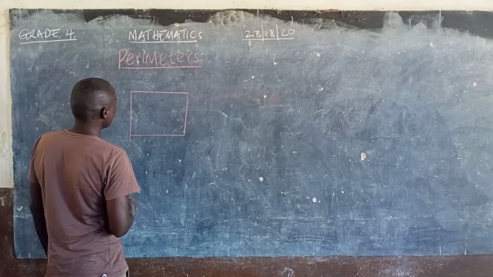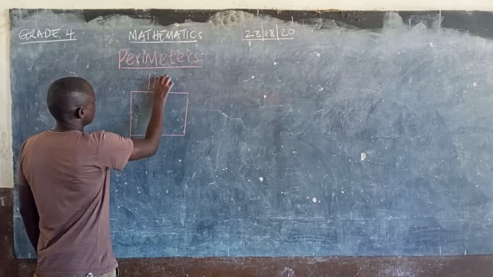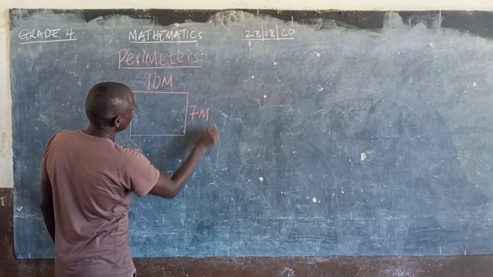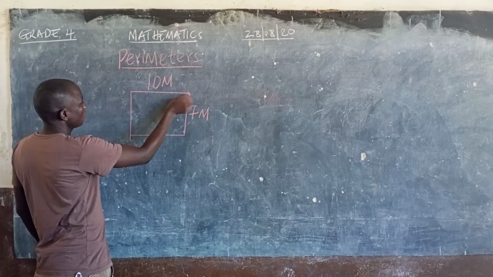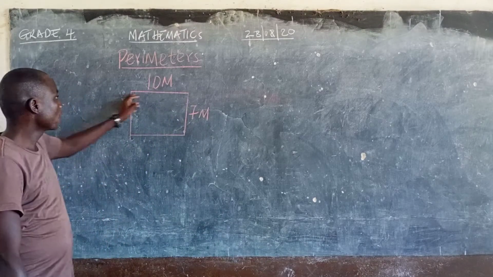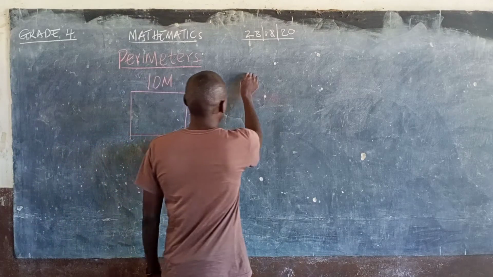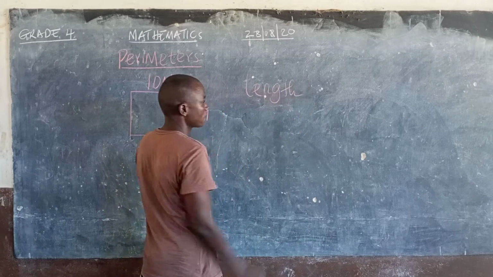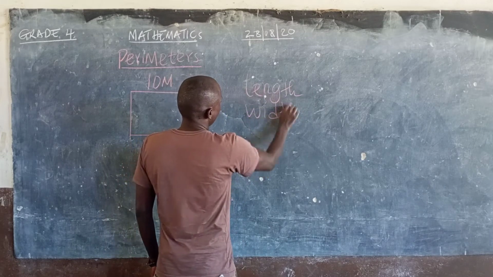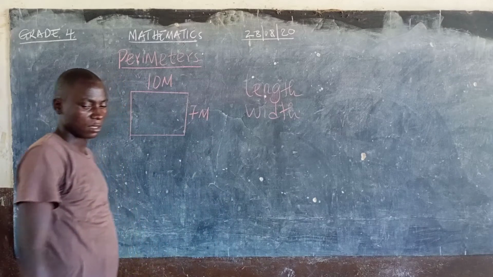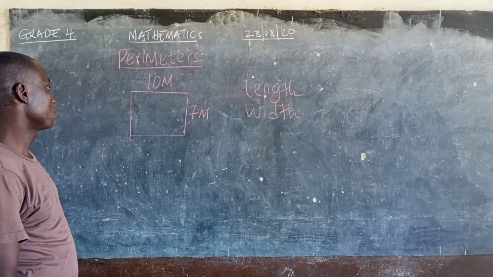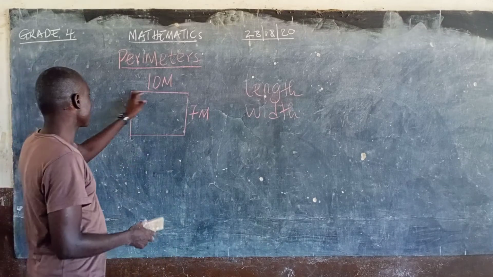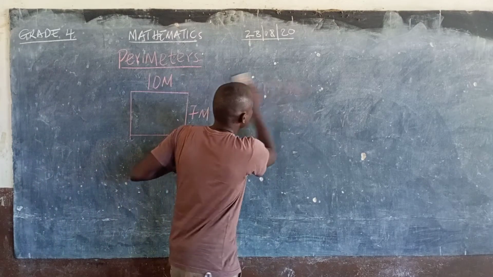Let's say it measures 10 meters and 7 meters. The long side, the longest side, is called the length, and the shortest side is called the width. So the long side is length and the shorter side is width. So they want to get the perimeter.